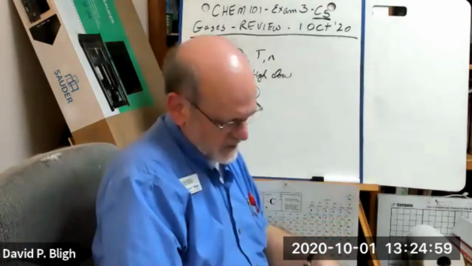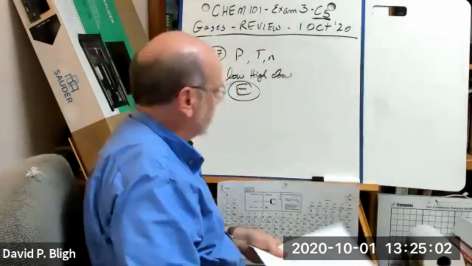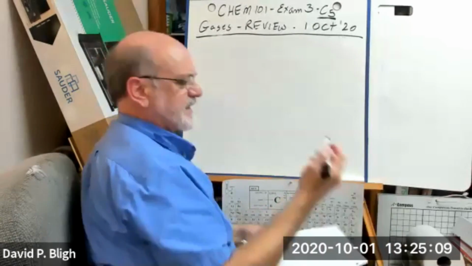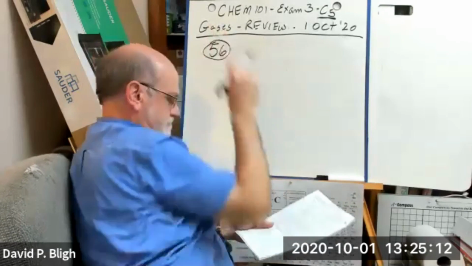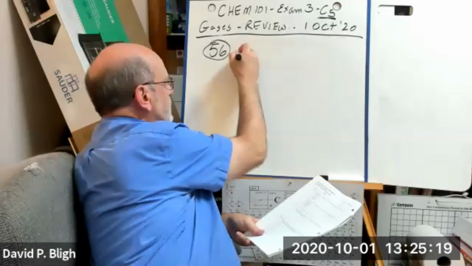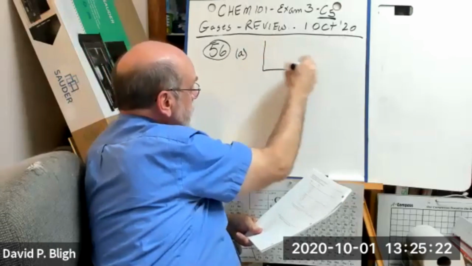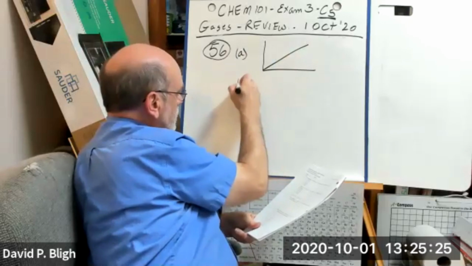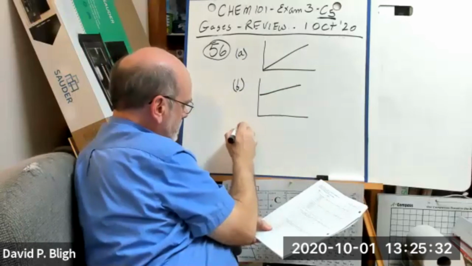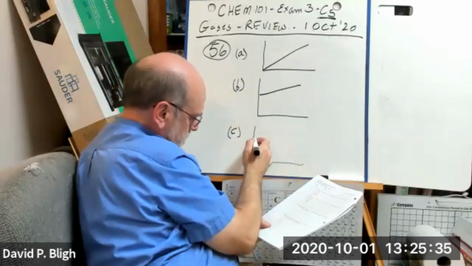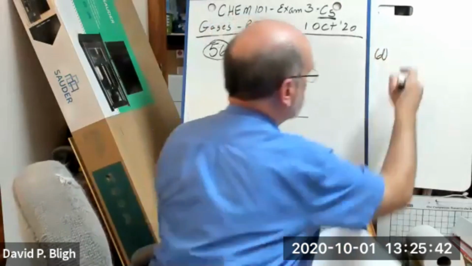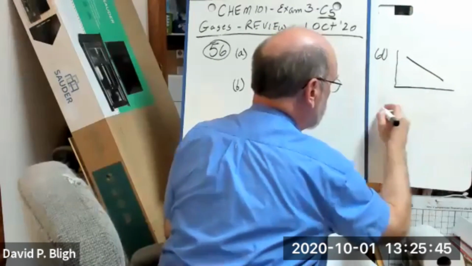How about this one? Interpreting a graph. This one could give some people trouble. 56. All right, so we've got these 4 graphs, and then E is none of these. So let me put the graphs up first. And it's just simply that. That. This. And D. This one. And then E, none.